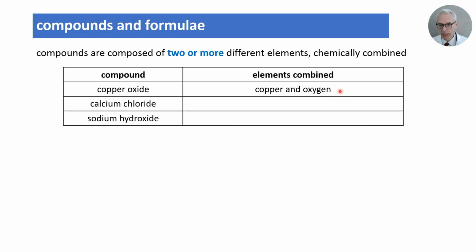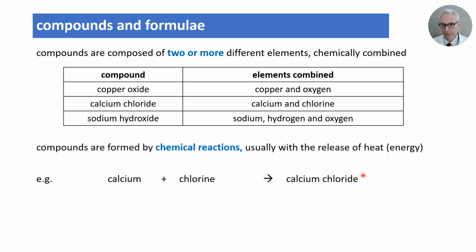Pause and complete the element combinations for calcium chloride and sodium hydroxide. Come back when you're ready. Okay, so obviously calcium and chlorine, not so obviously sodium, hydrogen and oxygen, more than 1, 2 or more. So in this case, 3.